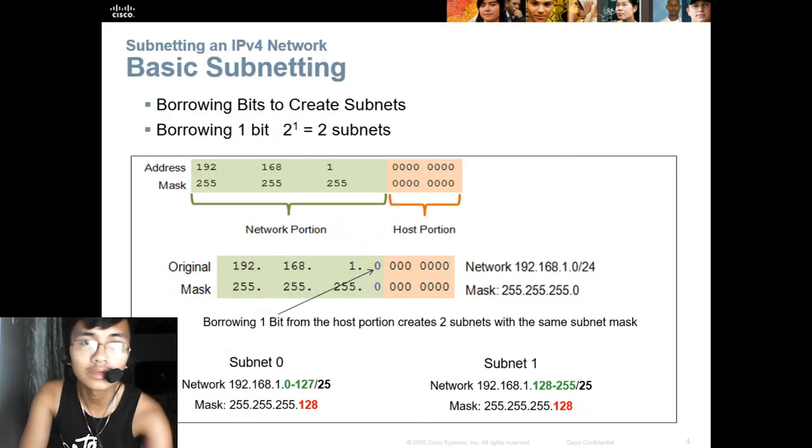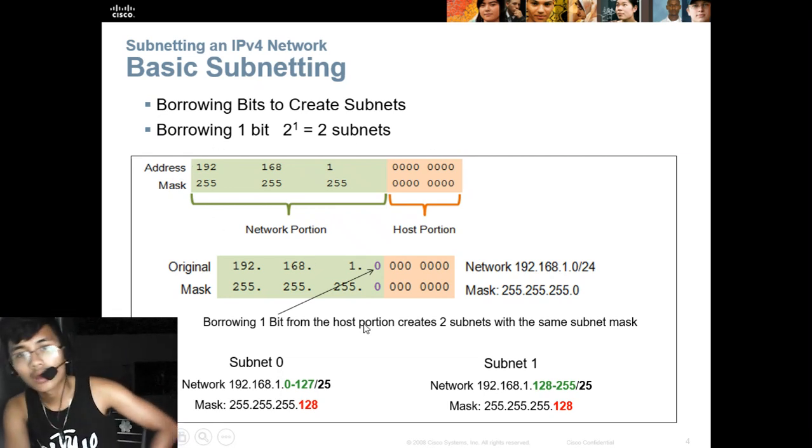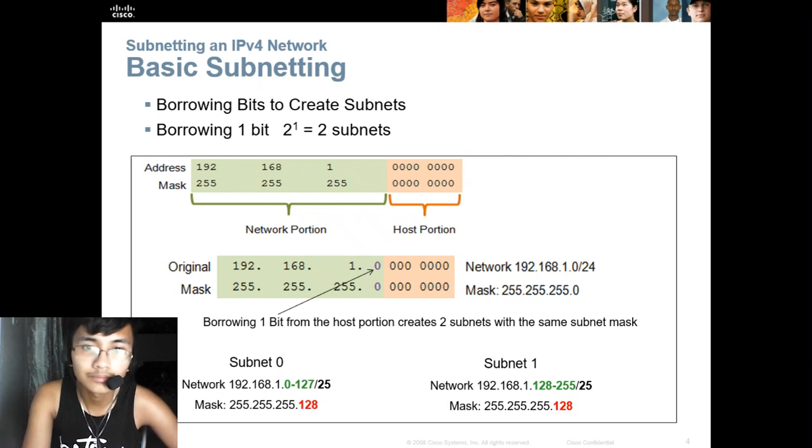So, basic subnetting: borrowing bits to create subnets. Borrowing 1 bit, 2 to the power of 1, is equal to 2 subnets. So here we separate the network portion and the host portion, of course in the original address and the mask addresses. They borrowed 1 bit from the host portion.